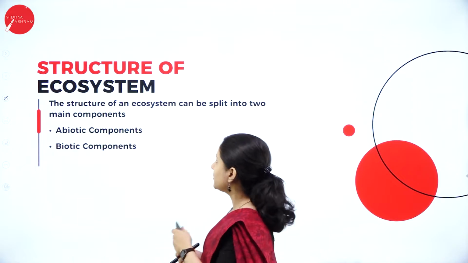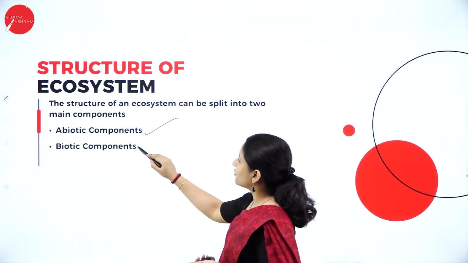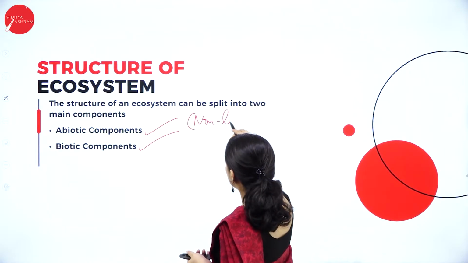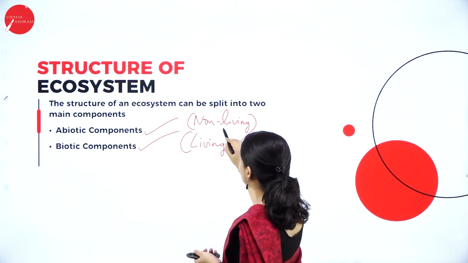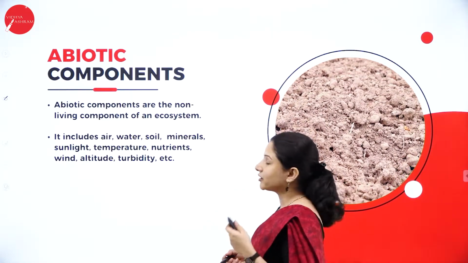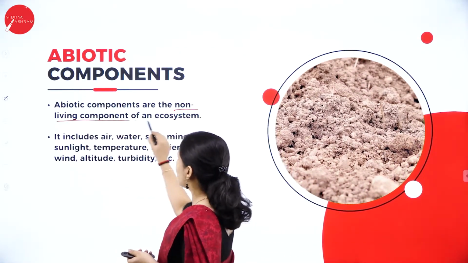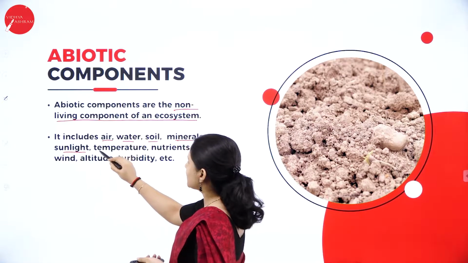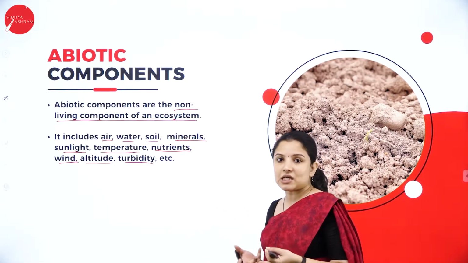First, talking about the structure of an ecosystem, I told you it is split into two main components, the abiotic components and the biotic components. Abiotic components are the non-living components and the biotic components are the living components which have life. So what are the abiotic components and what is their role in the ecosystem? Abiotic components are the non-living components of an ecosystem such as air, water, soil, minerals, sunlight, temperature, nutrients, wind, altitude and turbidity. Now, how are all these interconnected?